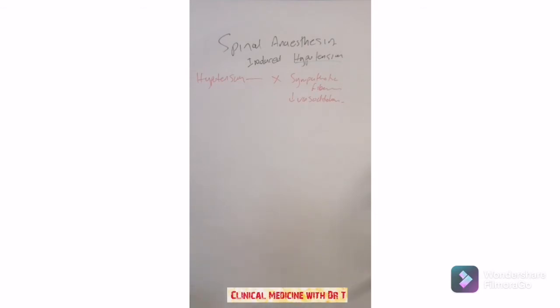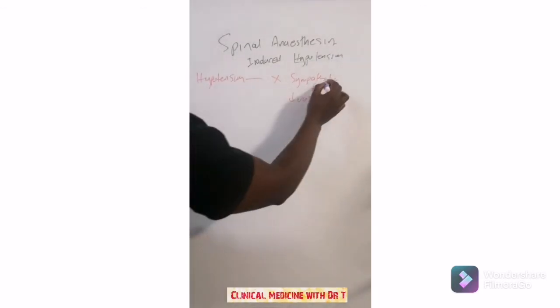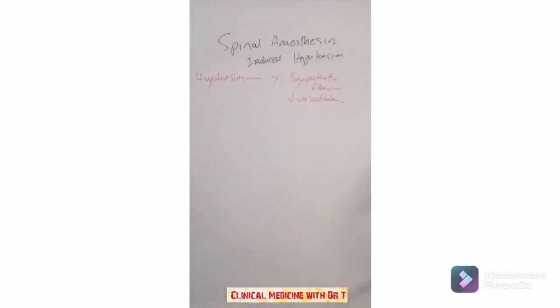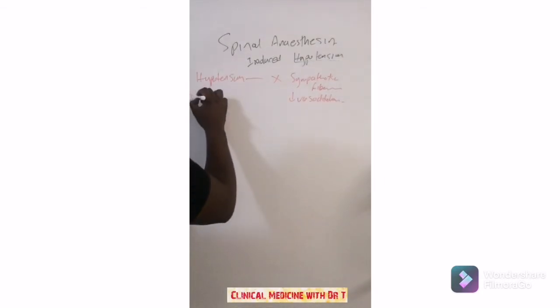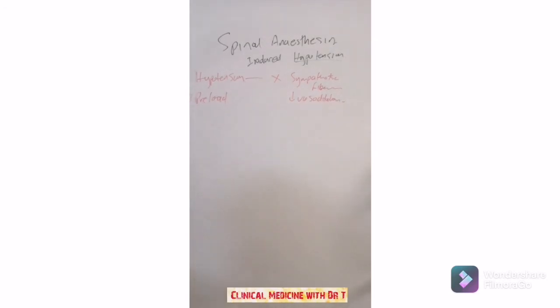So since you know that hypotension is an expected complication with the spinal, it means when you take a patient in for spinal anesthesia, you must put measures into place that will minimize the hypotension. One of those, the first one, is preload the patient. Preload the patient, meaning giving a patient fluids before the spinal.